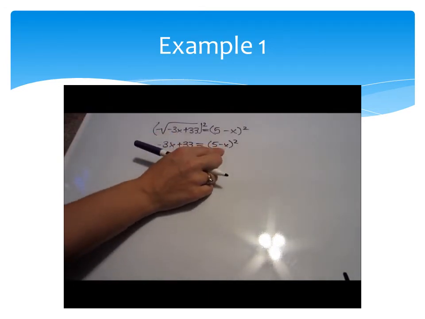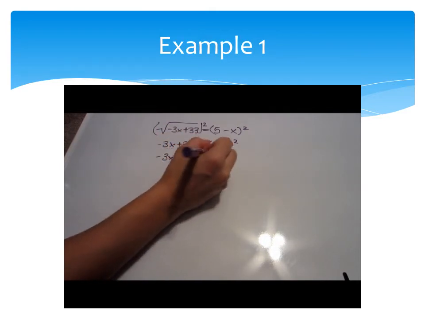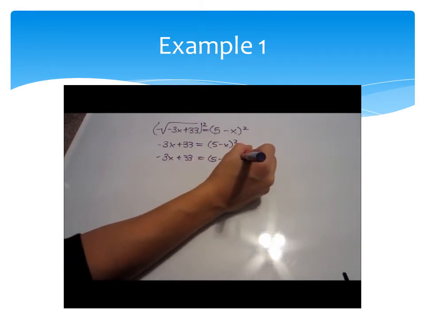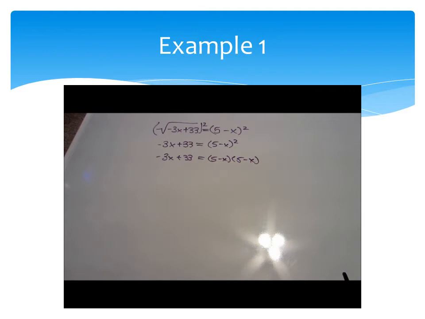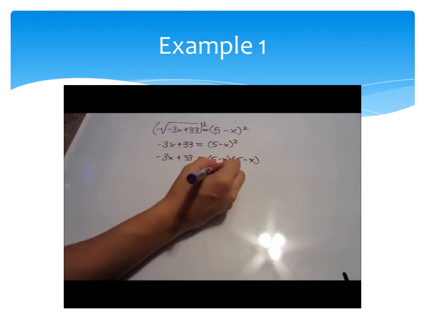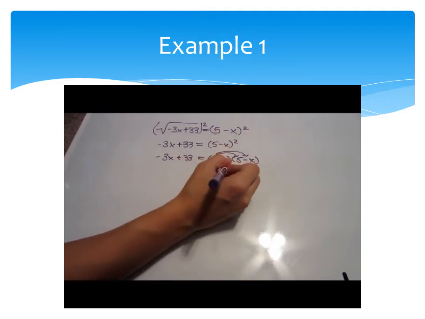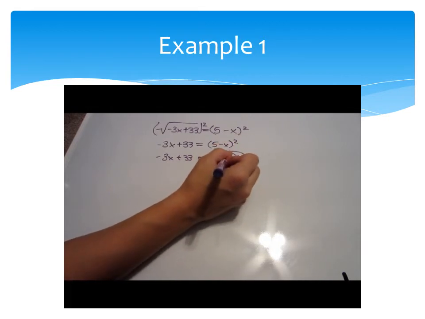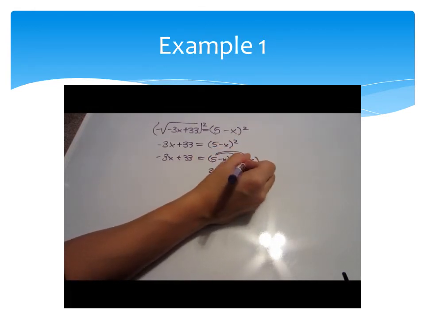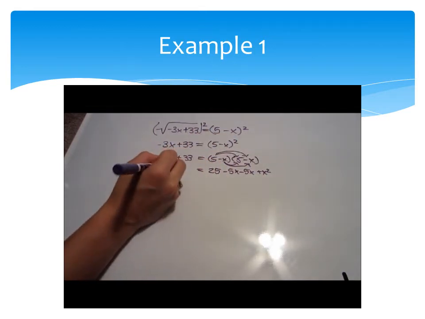Now we have to FOIL this side of the equation. So we write it twice because that's what it means for it to be squared. And now we do distributing. 5 times 5 is 25. 5 times negative x is minus 5x. Minus x times 5 is minus 5x. And minus x times minus x is a positive x squared. And we keep this side the same.